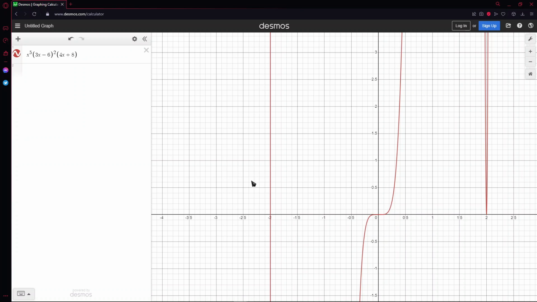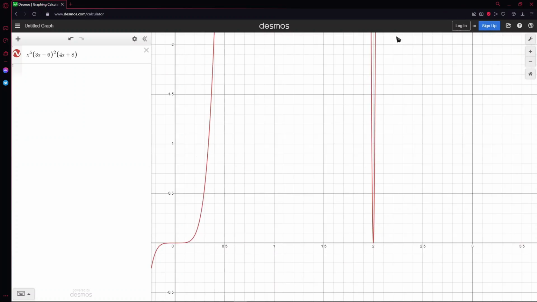Graphing this on Desmos, we can see how it starts here, it goes down to negative 2 and crosses, it goes back up to 0, crosses at 0, then it goes down here, bounces at 2, and then goes up continuously.